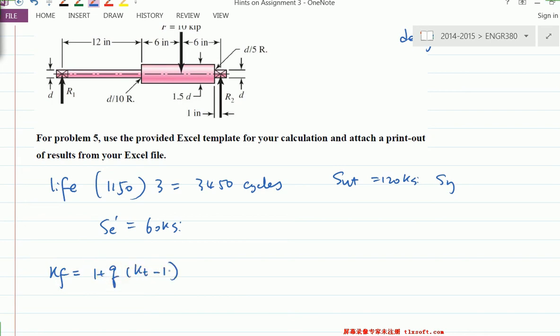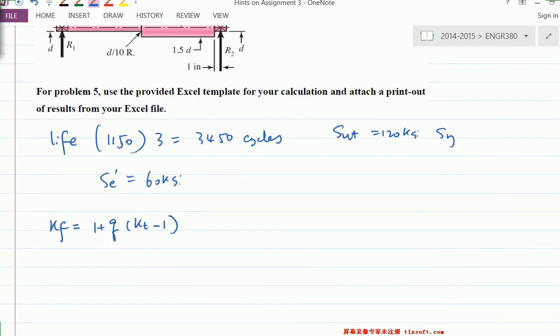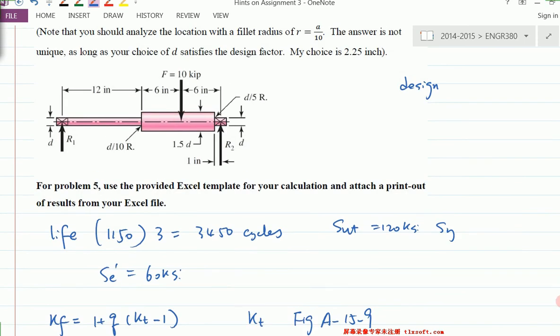Okay. Same approach as you did in the previous question, right? So for this KT, you have to look at the figure A-15-9 for that type of loading, because this is basically bending. You're looking for the bending kind of loading condition, right?